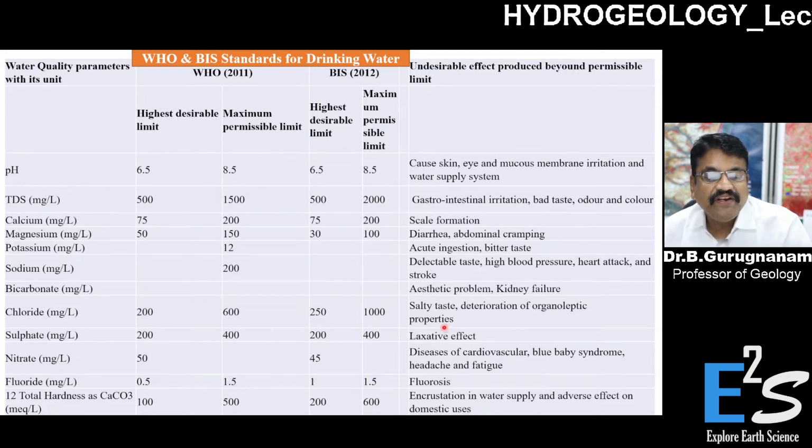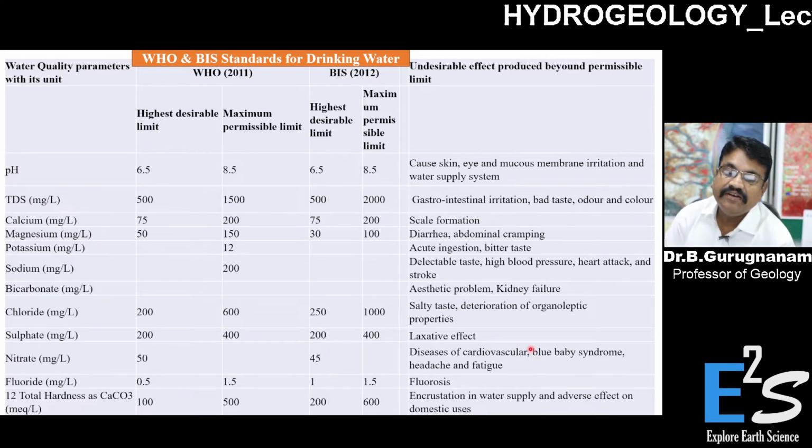And in sulfate, 400 ppm is the limiting value. Less than 200 also we should not. Yes, up to 400 you can use, 200 to 400. Laxative effect occurs if you take a higher amount of sulfate. Similarly, for nitrate, around 50 and 45 is the limit suggested by WHO and BIS.